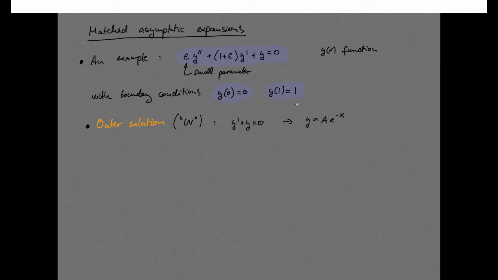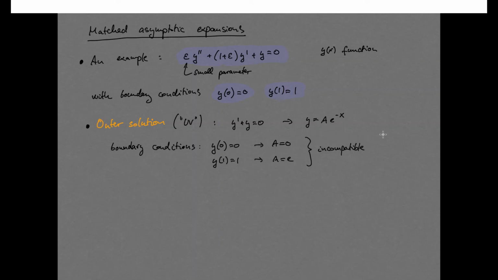Okay, so we can separate the domain into two regions. Firstly, in the outer region, where x is order 1, we can try to solve this equation by setting epsilon to 0. This is the UV region away from the horizon. If you set epsilon equal to 0, then this term drops out and you end up with y prime plus y equals 0, which you can solve, and the solution is some constant a times e to the minus x.